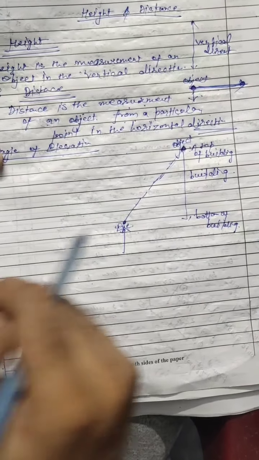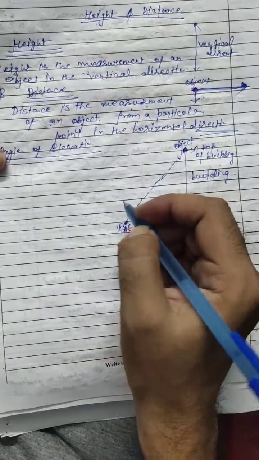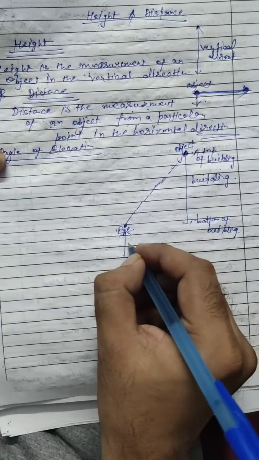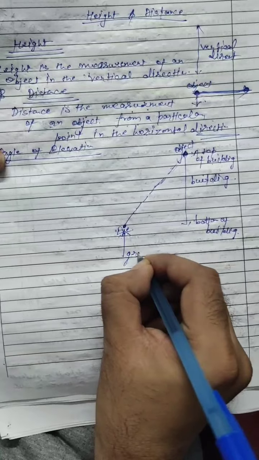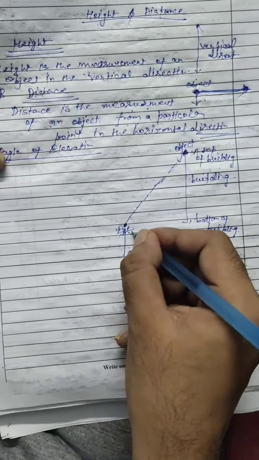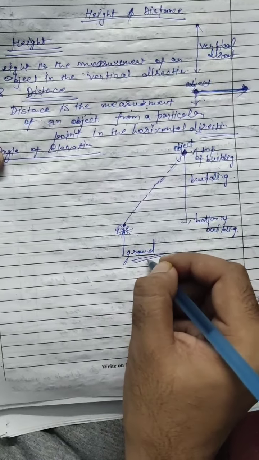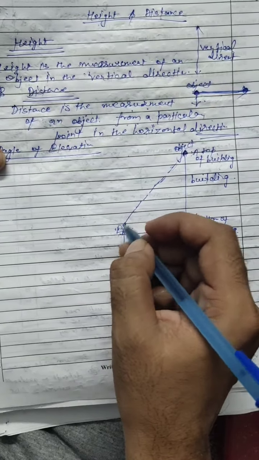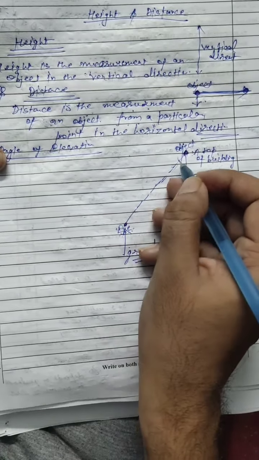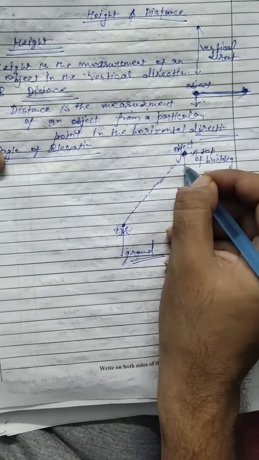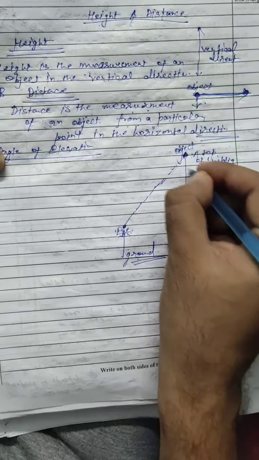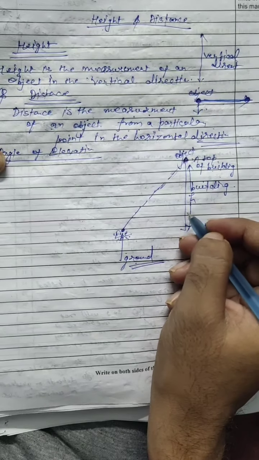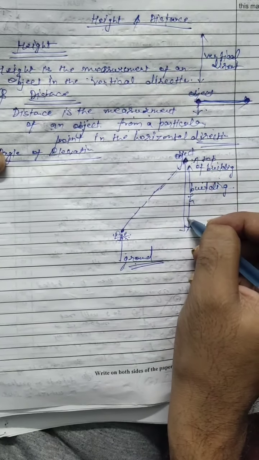Okay, so I have created the situation where a person is standing on the ground. You are standing on where? You are standing on the ground. Okay, and you are looking at an object which is at some height, and this object has some height. Okay, this is the height. Actually this is the height of the building.